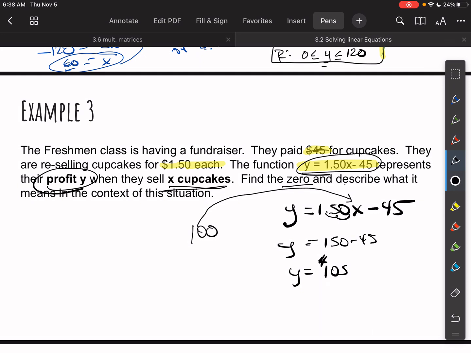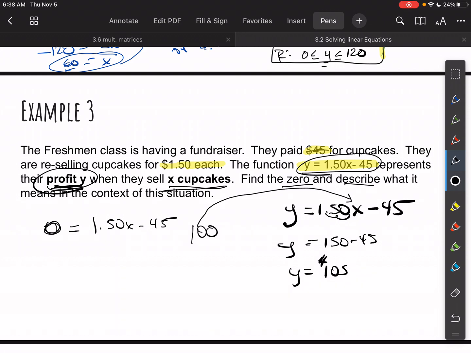Okay, so here it says find the zeros and describe what it means in this context. So what does it mean if I plug a 0 in for y? 0 would mean I don't make any money, right? The y is referring to profit. So if I plug a 0 in for y, that means this is the place where I don't make any money. Okay, but I also break even.